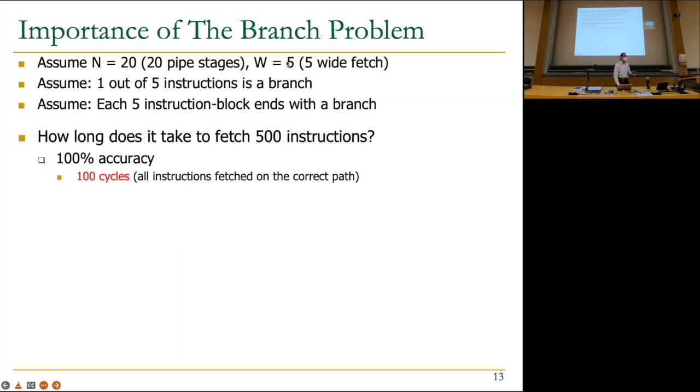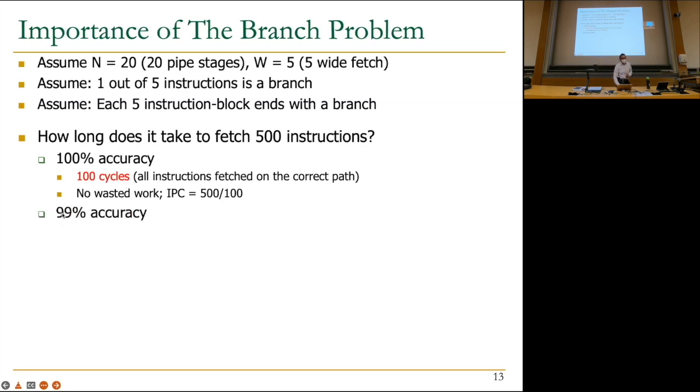500 divided by 5 basically, right? All instructions that you fetched are in the correct path, so you didn't spend any cycles on the wrong path. Okay, so the interesting thing happens. No wasted work. Clearly, your IPC is 5. That's what you would ideally achieve, assuming no data dependencies, of course, which is not what we're dealing with here.